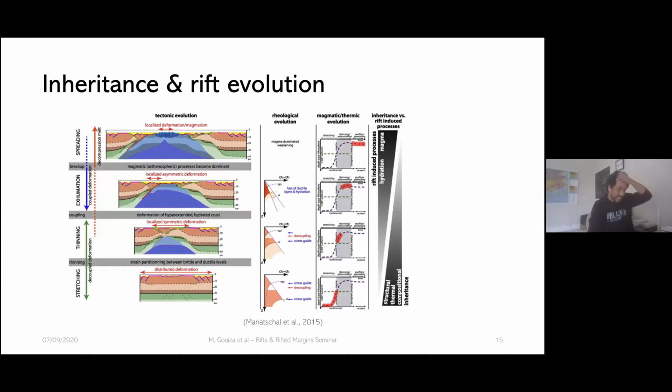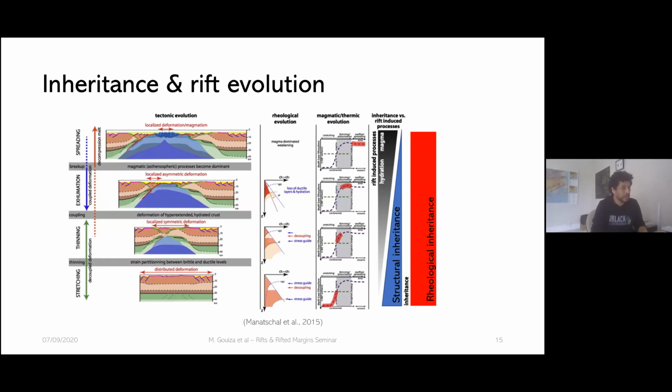So this is just to conclude, and this is going back to the work done by Menachel et al., published in 2015. In their work, they mentioned that structural, thermal and compositional inheritance have huge impacts on the rift in the initial phases, but then their influence weakens as we move into the hyperextension and then into continental breakup. We think that's the case for the structural inheritance. It does wane as the rift progresses.